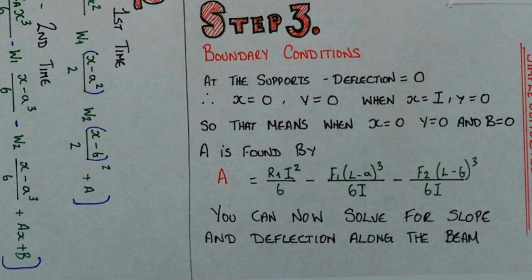Now we've got to find A. A is found by A equals the reaction R1 times the length squared divided by 6, minus the force W1 times the length minus a, cubed, divided by 6 EI, minus, and then it's the length minus b. Once you've done this, you can now solve for the slope and deflection along the entire beam.